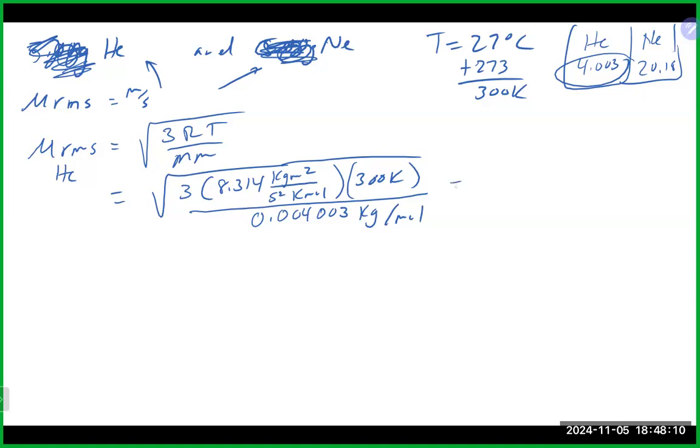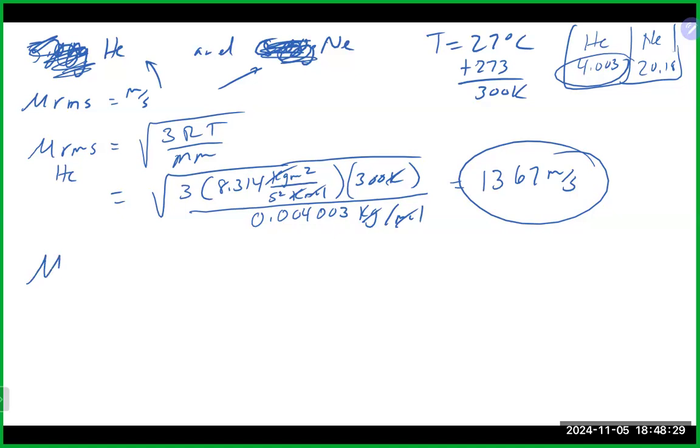It's going to get us something like 1,367 meters per second, as our kelvins will cancel, our moles will cancel, our kilograms will cancel. And again, our meter squared per second squared will then become meters per second. Any question on that there?